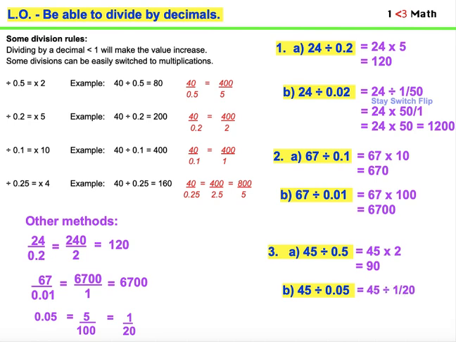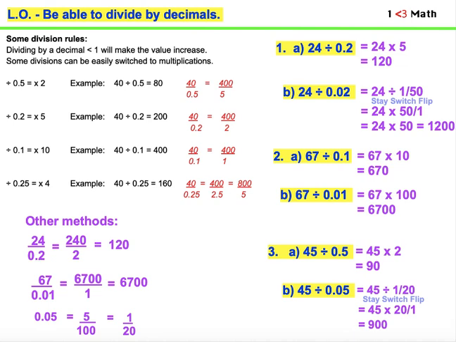So if I'm stay switch flipping, 45 stays, I'm going to switch my divide to times, and 1/20th flips to 20 over 1. So 45 times 20 over 1 is going to be, well, we know 45 times 2 is 90, so 45 times 20 is going to be 900. And again, it's 10 times bigger because we're dividing by something 10 times smaller. So there's a whole bunch of different methods there.